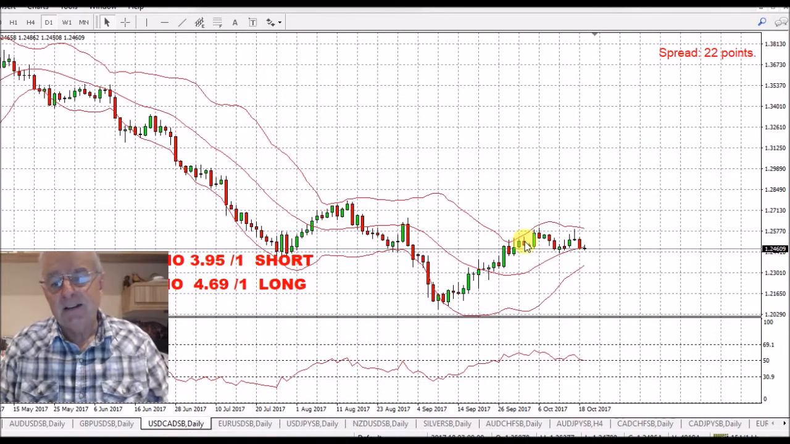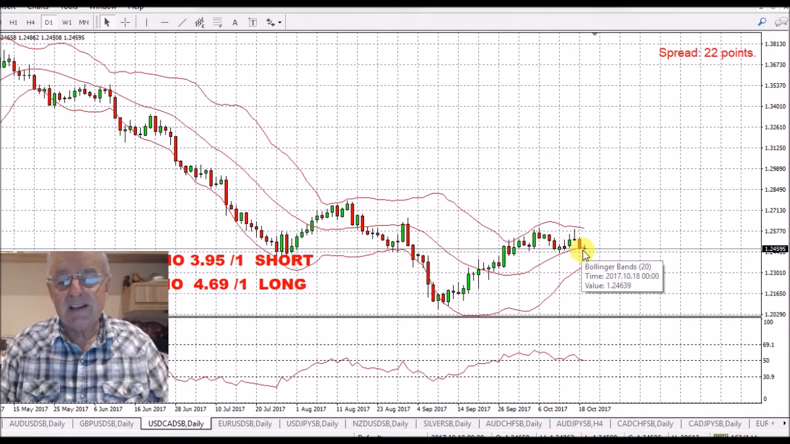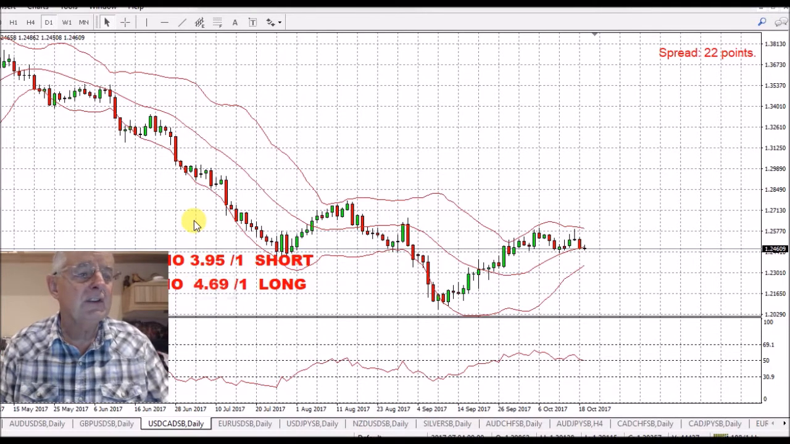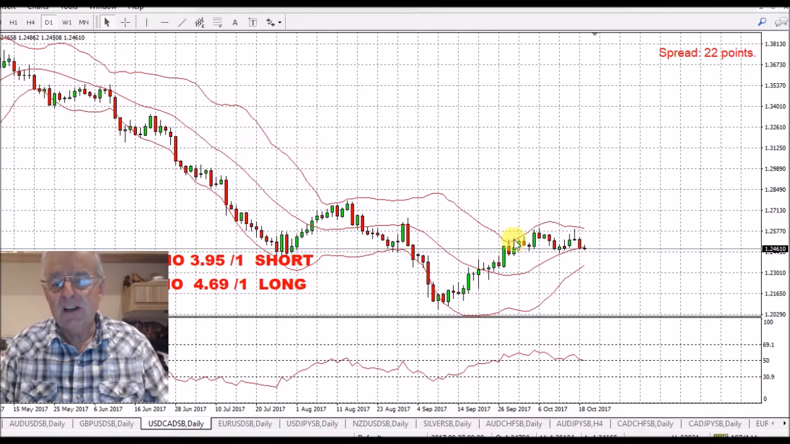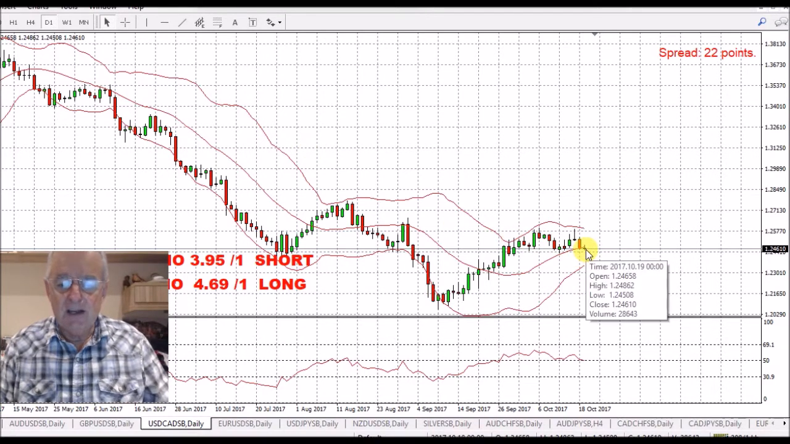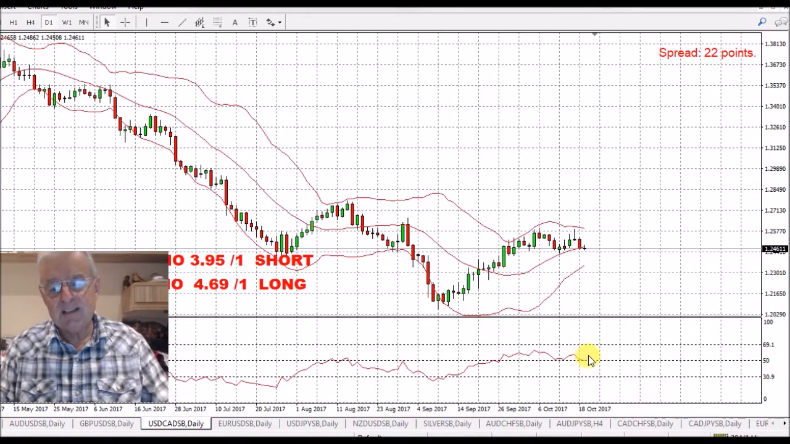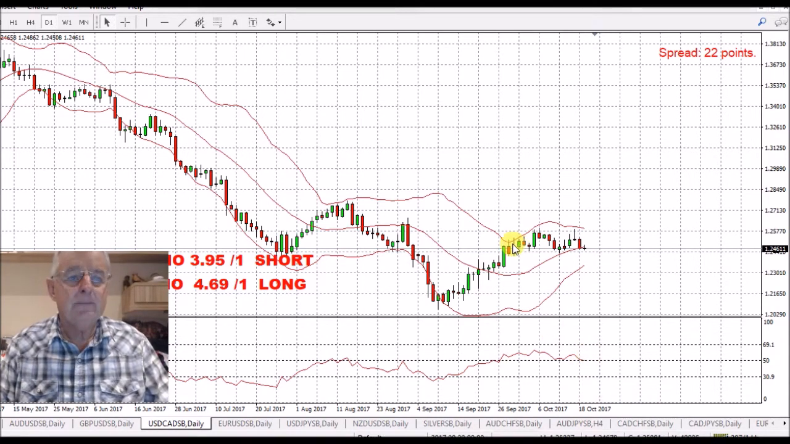USD CAD. We had quite a nice pullback yesterday, and I do see this as a buying opportunity if you're not already in it. So we've got a short position of 3.95 to 1 short by the commercials, and that's on the Canadian dollar. So it's short the Canadian dollar, long the US dollar, and we're just at the 50 at the moment on the RSI. I'm expecting to bounce back up. So I'll put a line in here.